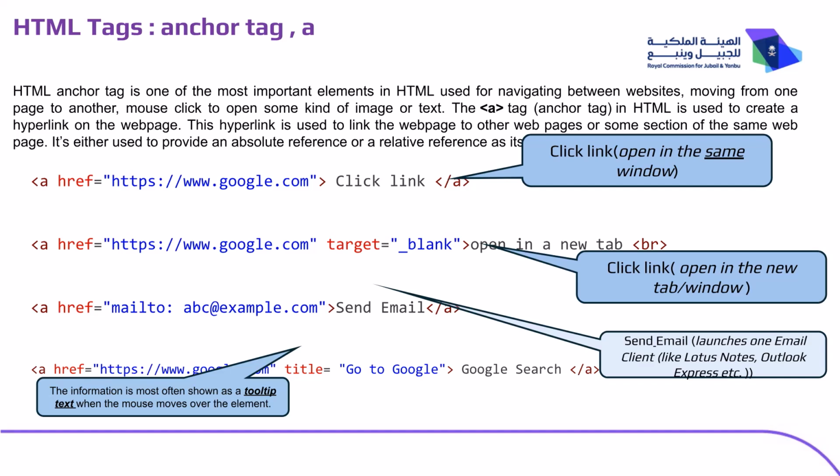The anchor tag, <a>, creates hyperlinks. The href attribute specifies the destination URL. You can use target=_blank to open the link in a new tab, or mailto for email links. The title attribute adds a tooltip.